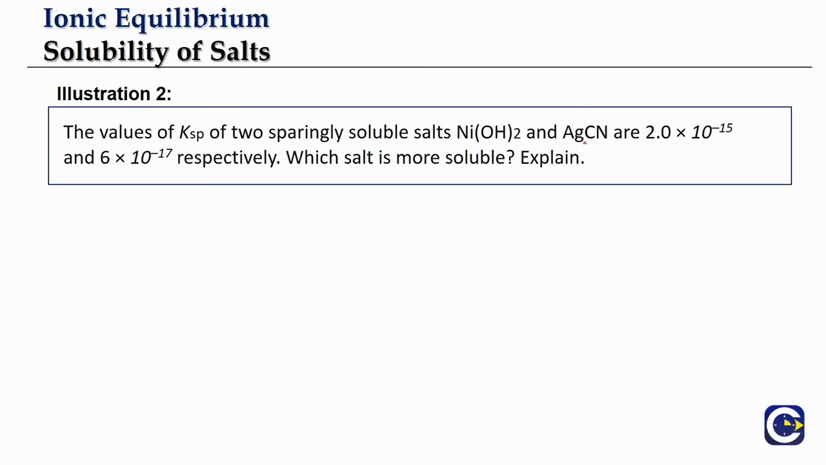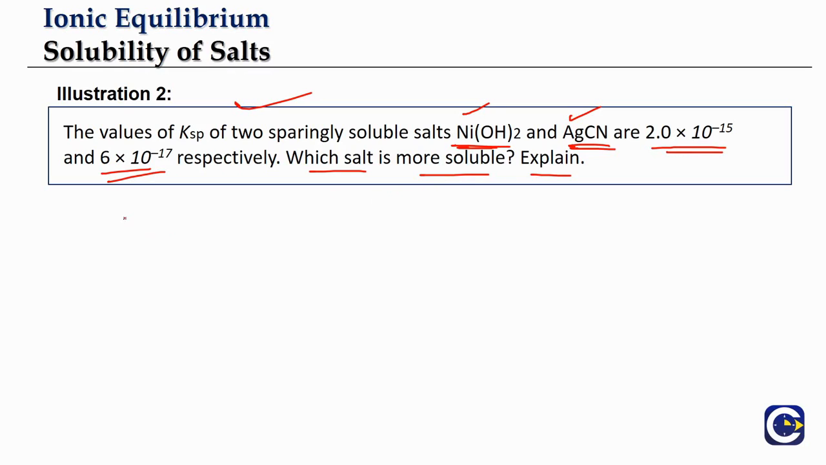Now we look at one more question. The Ksp values of two sparingly soluble salts, nickel hydroxide and silver cyanide, AgCN, are given. What are the values? 2 into 10 power minus 15 and 6 into 10 power minus 17. Which salt is more soluble, and we have to explain why.